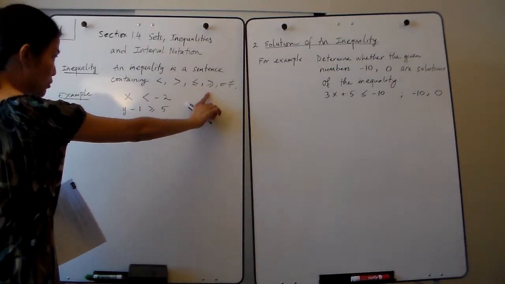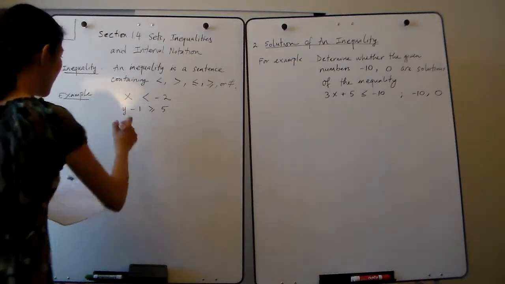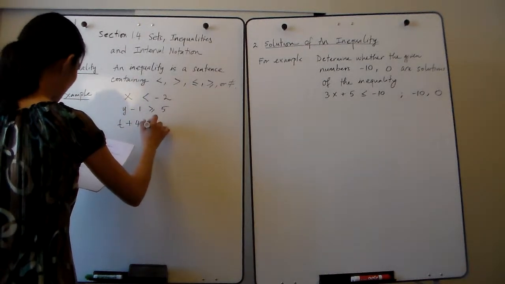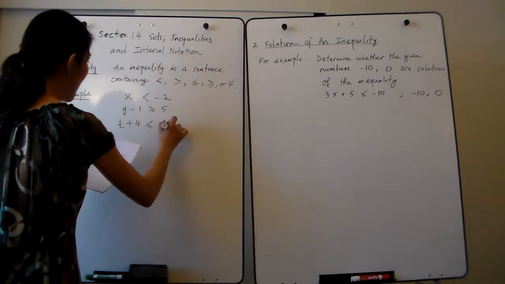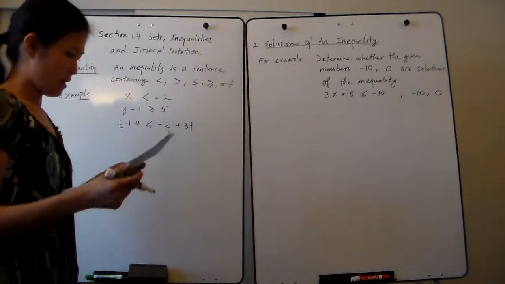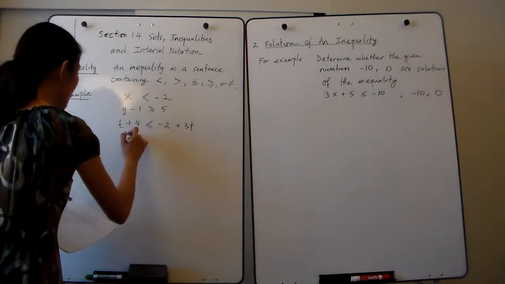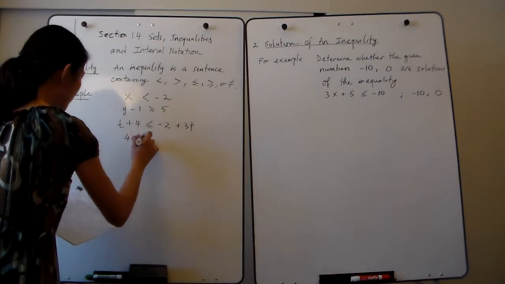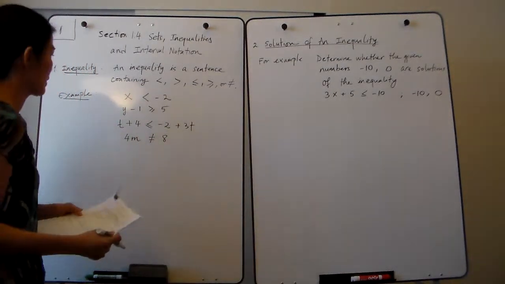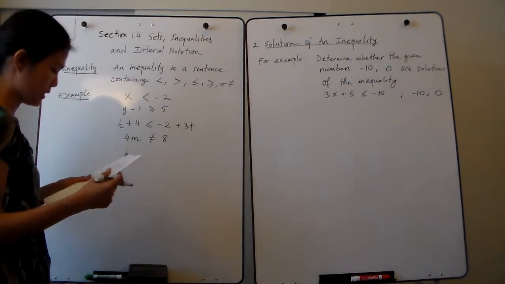Greater than or equal to 0. Another one we can have is t plus 4 less than or equal to negative 2 plus 3t. Okay? And another example we can have is 4m not equal to 8. Okay, so these are inequalities.